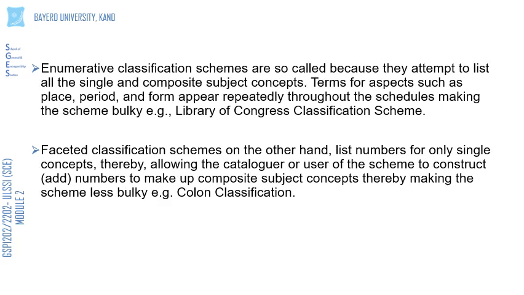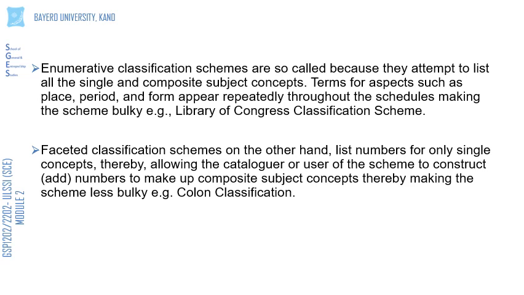The enumerative classification schemes are so called because they attempt to list all the single and composite subject concepts. Terms for aspects such as place, period, and form appear repeatedly throughout the schedule, making the scheme bulky, e.g. the Library of Congress classification scheme.